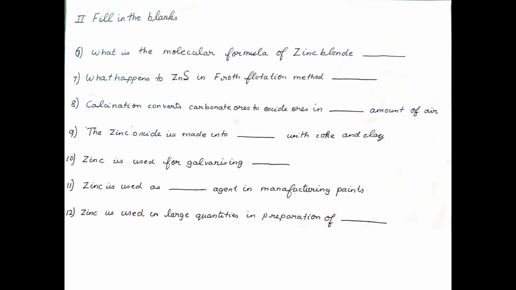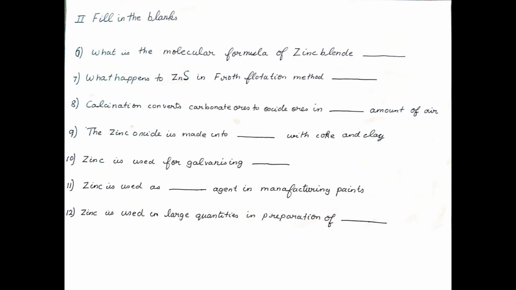Hey guys, now let us move on to the second type of 1 mark question. Please do pause the video and note down the questions, and I would highly recommend you to learn the concept of metallurgy of zinc in the whole book. Read the book line by line, you will get the answers. So now let us go to the question. 6th one, what is the molecular formula of zinc blende? 7th one, what happens to zinc sulfide in froth flotation method?